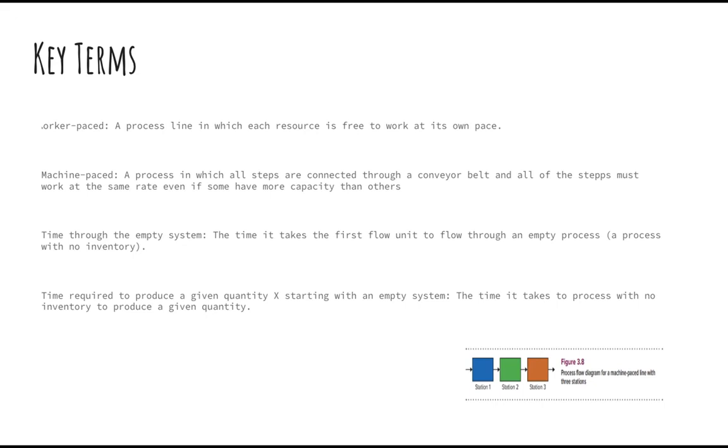These lines need to be calculated differently because one involves human beings. Not every person works at the same pace. Machines, however, are perfectly consistent. The time through the empty system is the time it takes the first flow unit to flow through an empty process. Time through the empty system in a machine pace line can be calculated using this formula. It's in machine pace lines that it is necessary to calculate this due to synchronization.